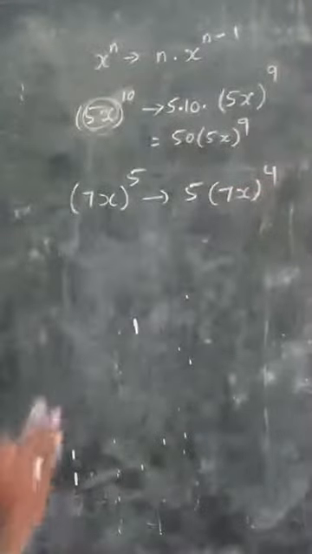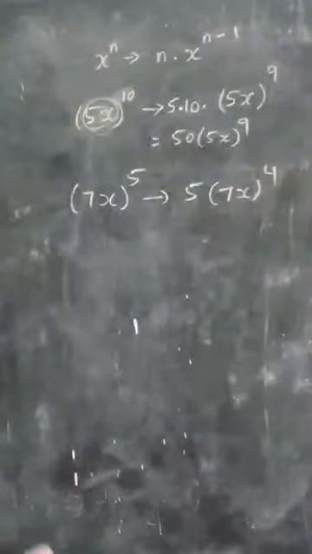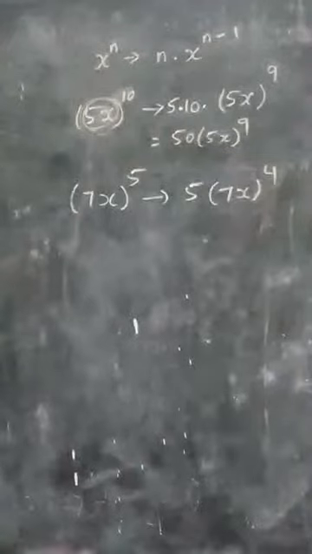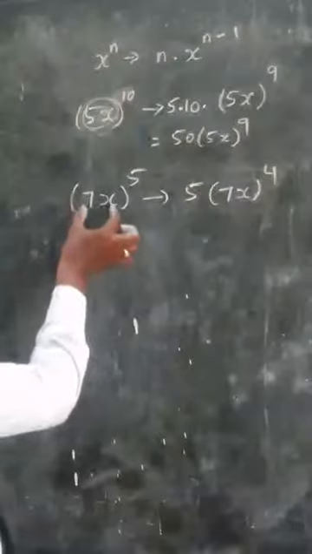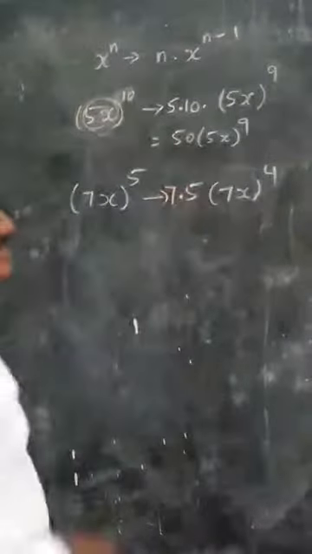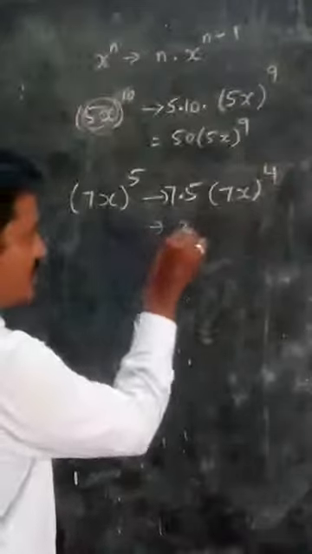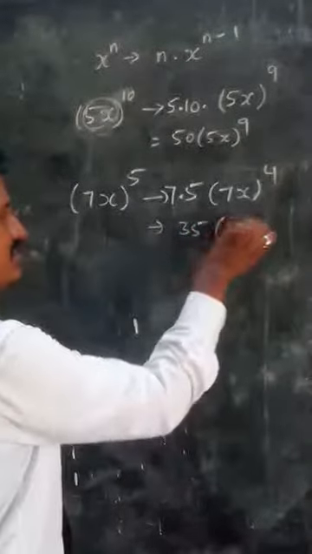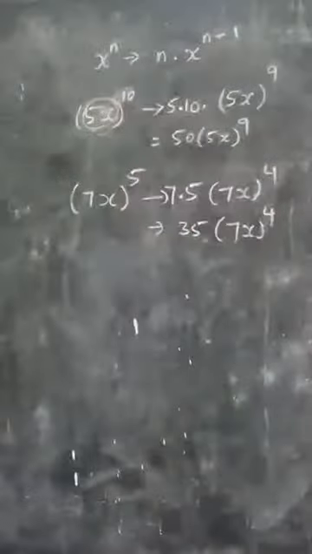But this is not completed as well. What should we do to make it complete? Differentiate 7x once again. 7 will come. Multiply that 7 with this. So the answer is 35 into 7x to the power of 4, which will be the correct answer.